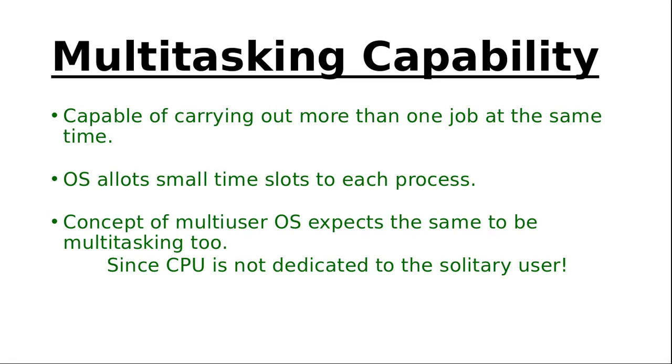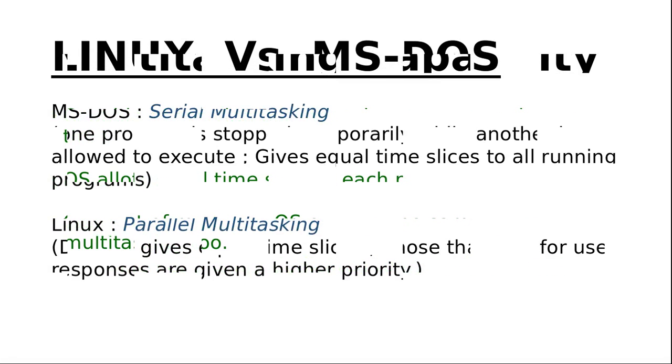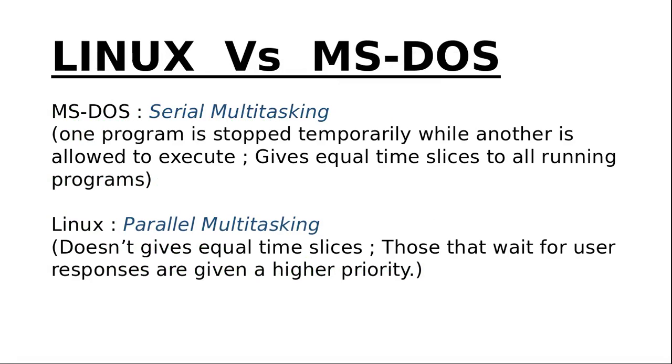MS-DOS also provides a multitasking capability. The type of multitasking provided by MS-DOS is known as serial multitasking. So in this way we come down to Linux versus MS-DOS. In this type of multitasking, one program is stopped temporarily while another is allowed to execute. At any given time, only one task is run.